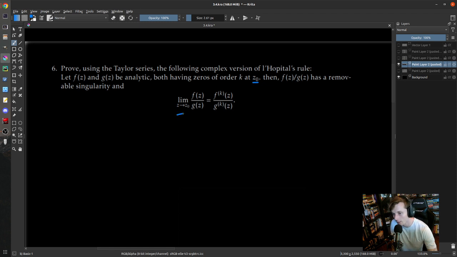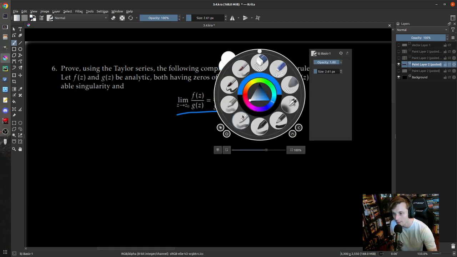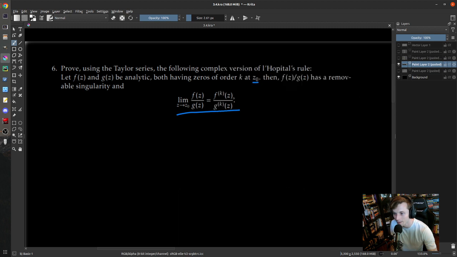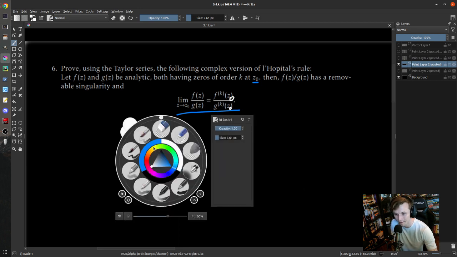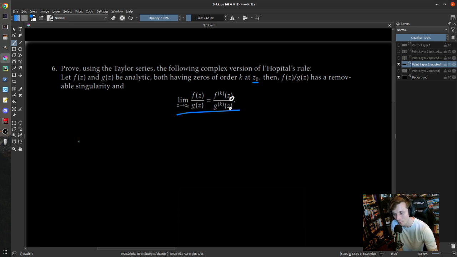And the piece that we need to prove is that the limit as z goes to z₀ of f over g is equal to the limit of the kth derivatives. And in case anyone got confused by this, I keep forgetting to fix this, at z₀, not at z. I'd hope everyone at this point would not expect to see a z without the z₀ here if we're taking a limit as z goes to z₀. Sorry about that mistake.